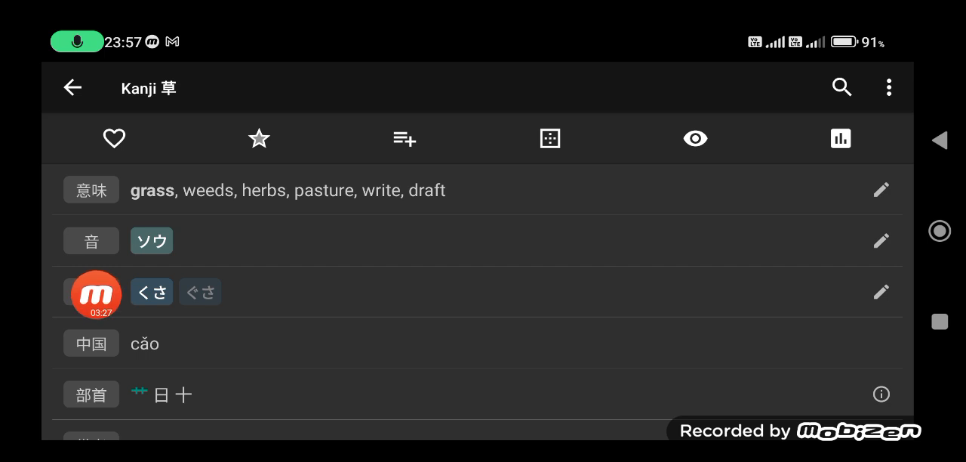The onyomi, so, kunyomi, which is the native Japanese derived reading. Kunyomi is kusa, and we have here the Chinese pinyin reading.